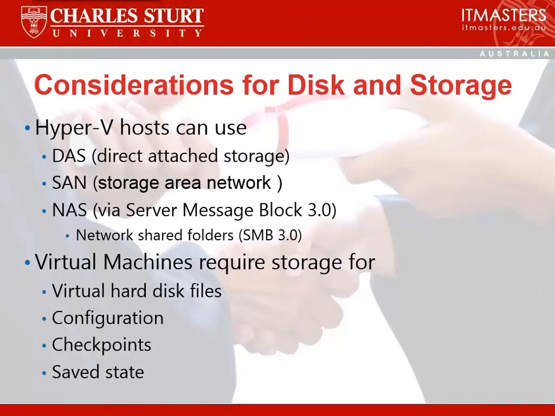But what about the storage? Last week we learned virtualization is basically a new file. Virtual images are just some files. So where are these stored? Of course, this brings us to the considerations for disk and storage. Hyper-V can use DAS, SAN, NAS. The NAS is used via SMB 3.0. And of course, you can also use network shared folders or iSCSI.